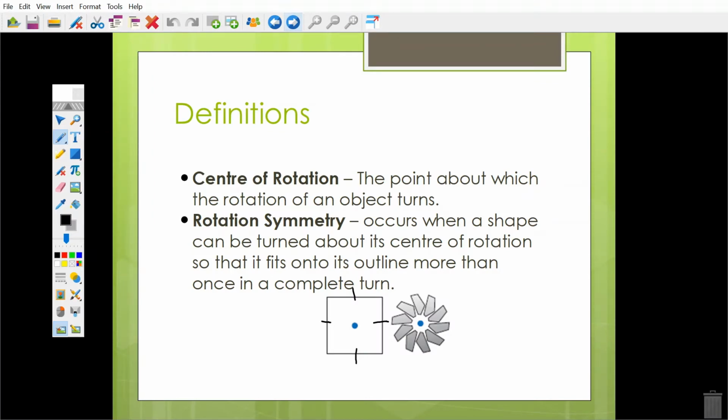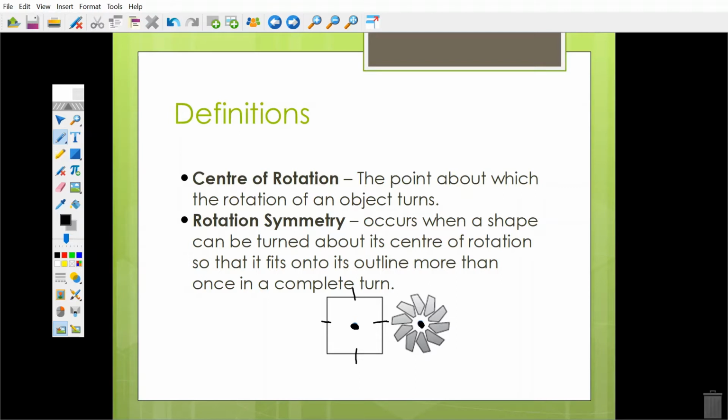There are two definitions to be aware of. Number one is center of rotation, which is the point about which the rotation of an object turns. Essentially, that's the middle of the shape. Rotation symmetry occurs when an object can be turned about its center of rotation so that it fits onto its outline more than once in a complete turn. Well, it is somewhat of a complicated explanation.